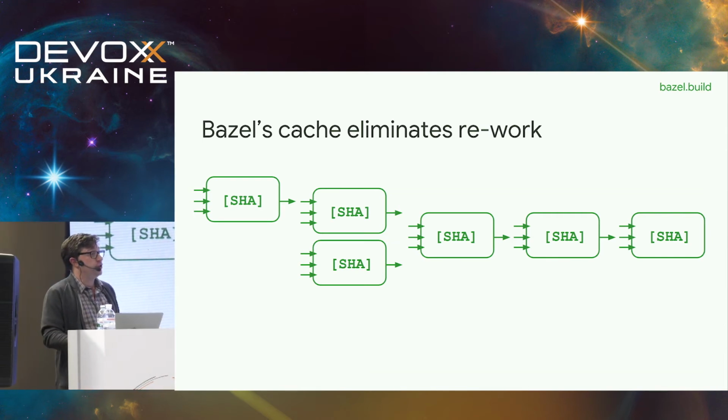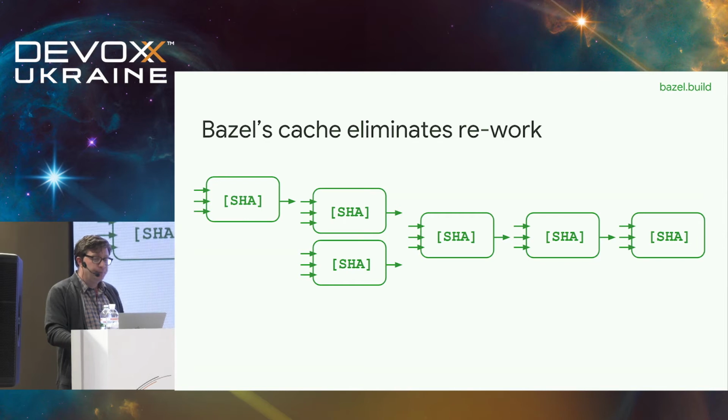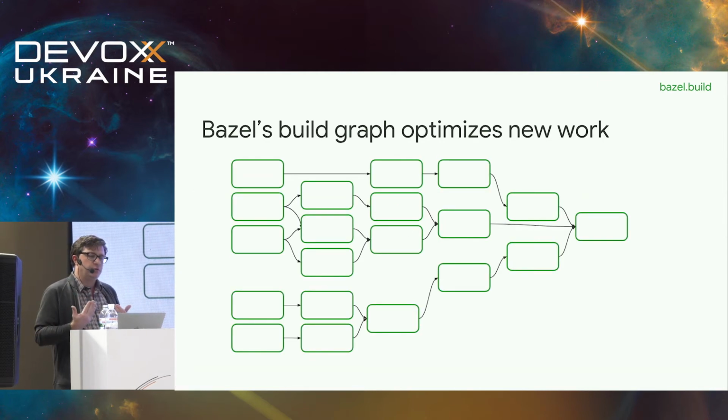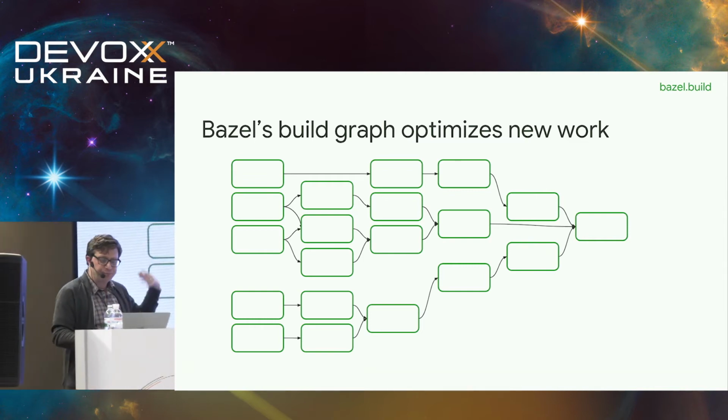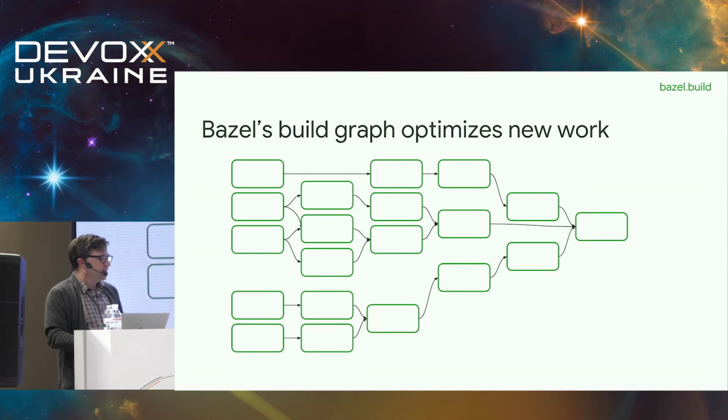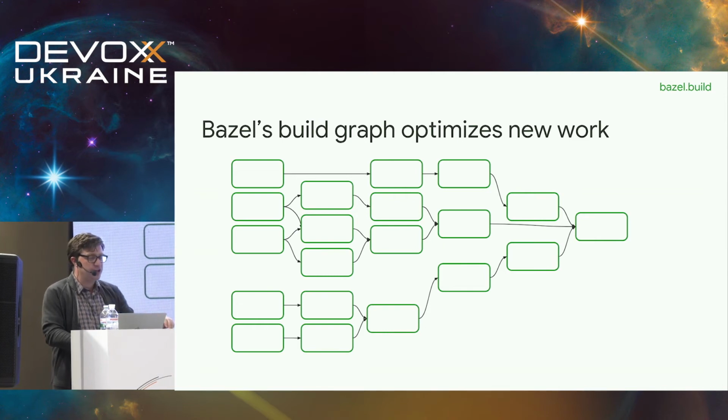Now, if the inputs do change, then we need to do some work. So let's zoom out on our build graph. Let's say this is our application that we've built, took our inputs, ran them through all its steps, came up with an output. Now let's make a change. Let's say our change impacted this bit and this bit here.